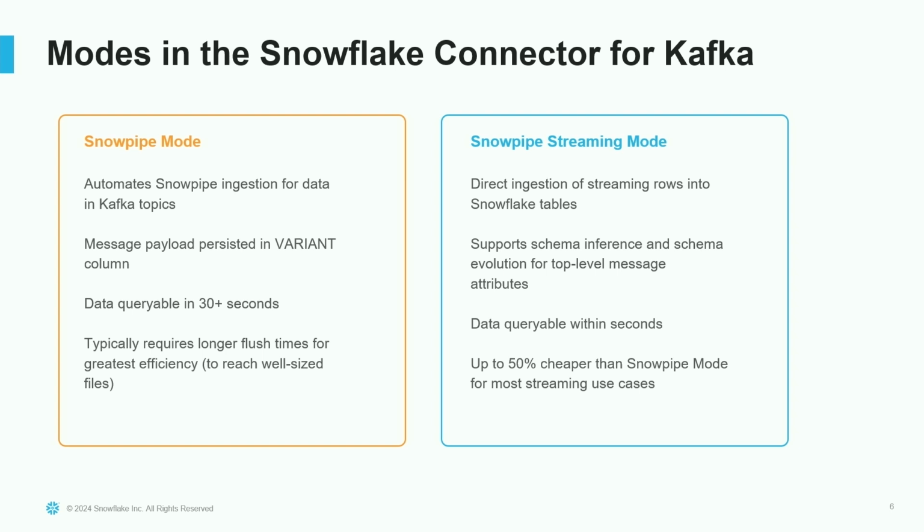So we built a completely new SDK, the streaming SDK itself, and we added that SDK to our Kafka connector. And there's now a streaming mode in the Kafka connector. I highly suggest you check that out. The streaming mode really just cuts down this latency now. So now we're down to data queryable in seconds. It's also, in almost every case, cheaper.